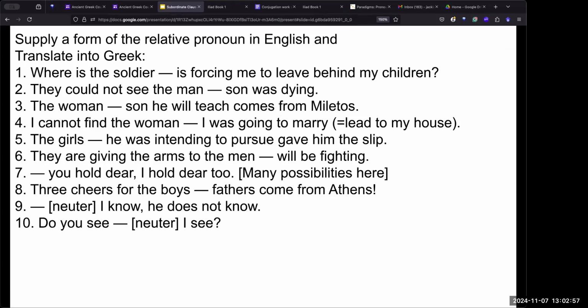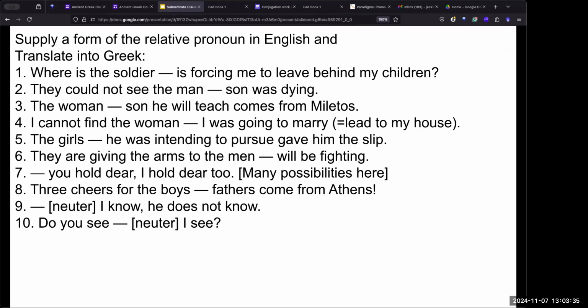All right. So here, what would we do in English? Where is the soldier X forcing me to leave behind my children? So we need to put a pronoun in here. Where is the soldier, blank, is forcing me to leave behind my children. Who? Yeah, who is forcing me to leave behind my children? So where is the soldier who's forcing me to leave behind my children?